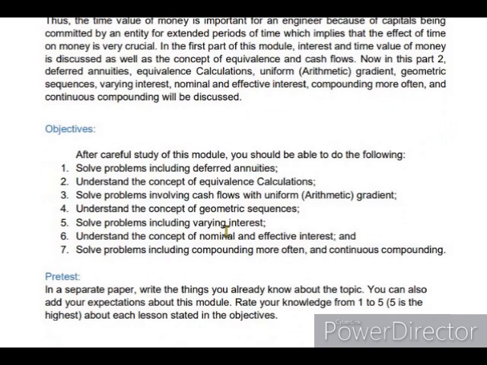Okay? So after careful study of this module, you should be able to do the following. First, solve problems including deferred annuities. Second, understand the concept of equivalence calculations. Third, solve problems involving cash flows with uniform arithmetic gradient. Fourth, understand the concept of geometric sequences. Fifth, solve problems including varying interest. Sixth, understand the concept of nominal and effective interest. And seventh is to solve problems including compounding more often and continuous compounding.